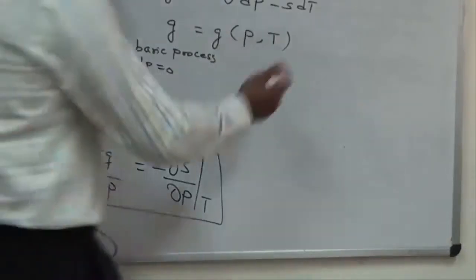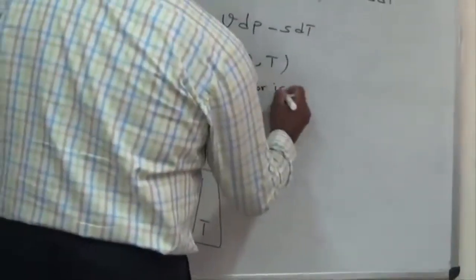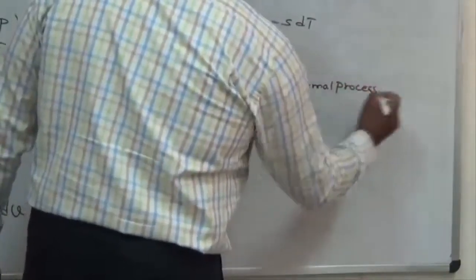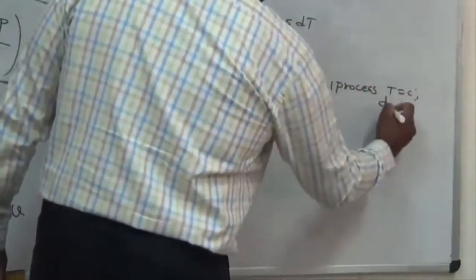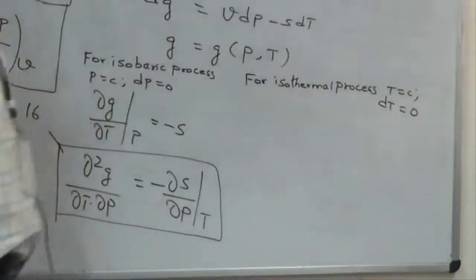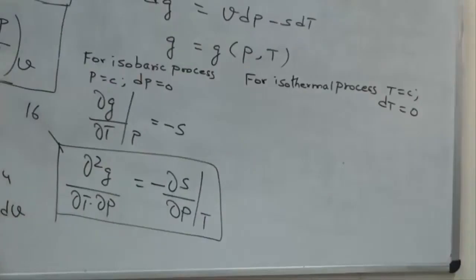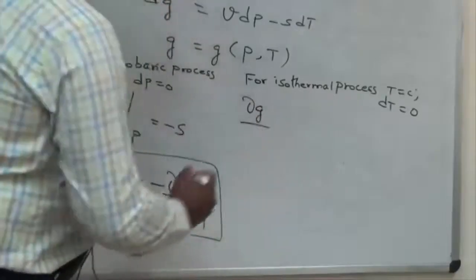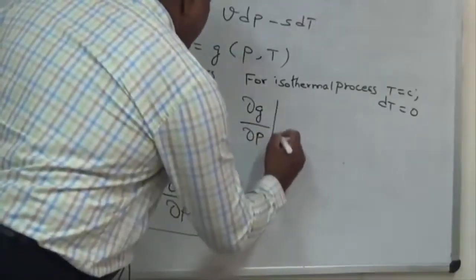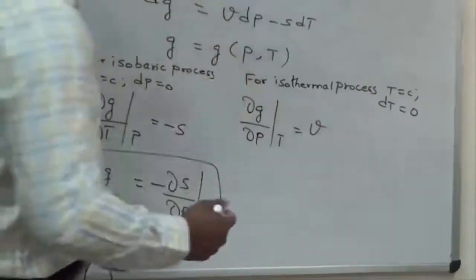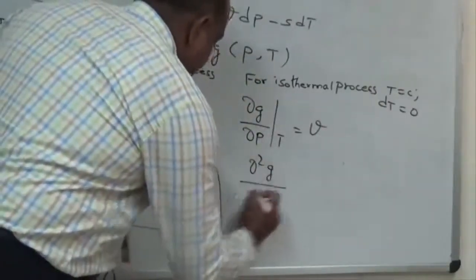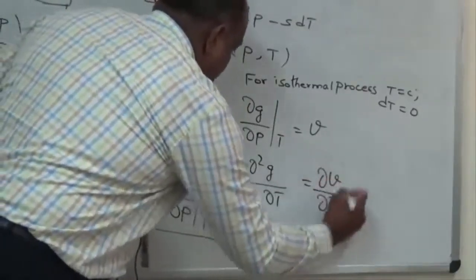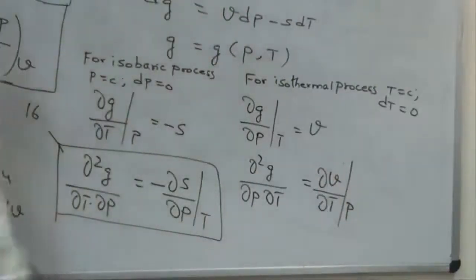Now we will take the other part, for an isothermal process. For an isothermal process, that is T equal to C, otherwise dT equal to 0. So this term will become 0 now. So it will become ∂G/∂P at constant temperature equal to volume. Differentiate once again. ∂²G/∂P∂T will be equal to ∂V/∂T at a constant pressure.